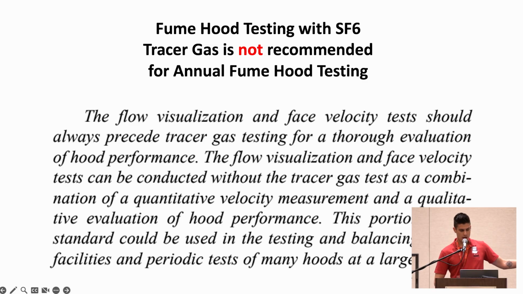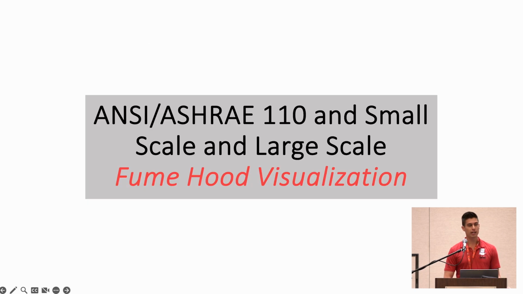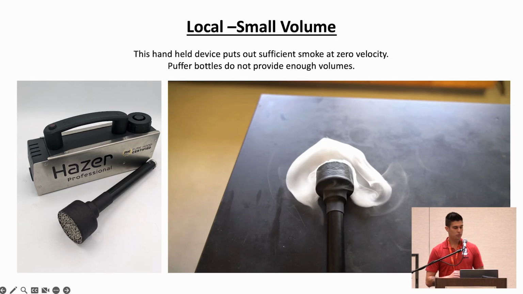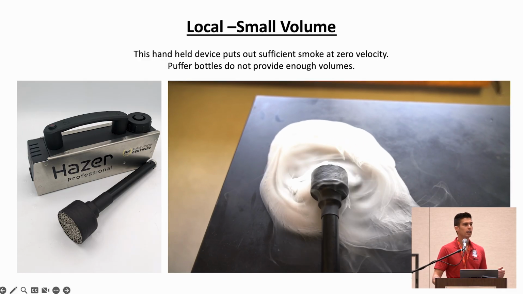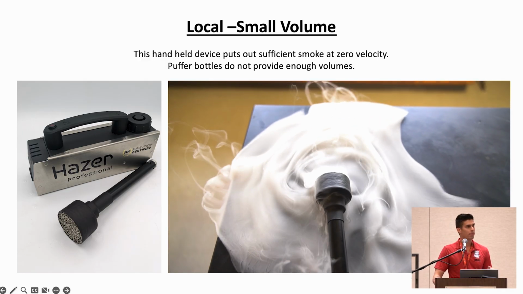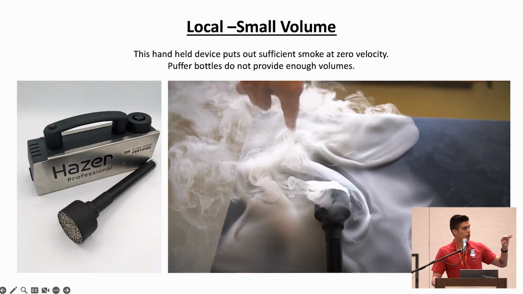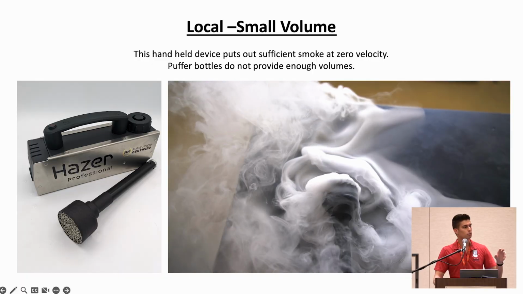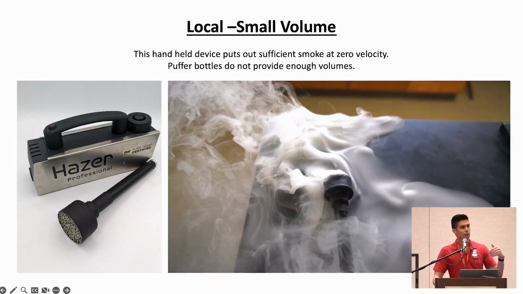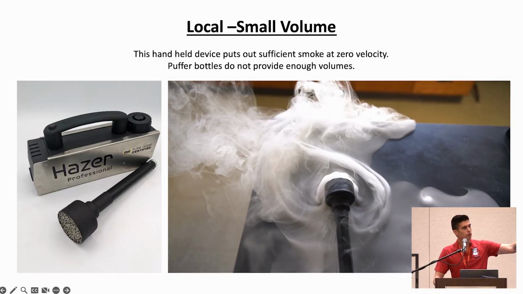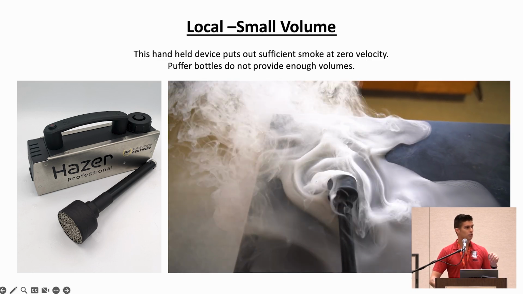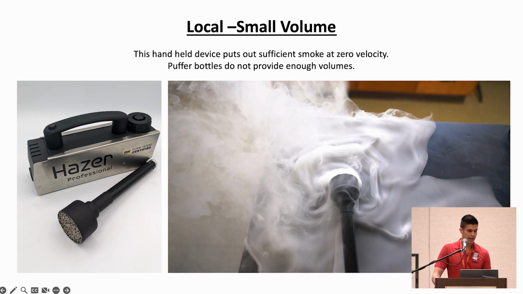Please do so. So as we're getting into, I'm going to talk quickly about local smoke, small volume, and then large smokes, large scale smoke tests. For this is a little showcase. This is one of the handheld units that we use for small scale smoke. Also puffer bottles, you guys have seen those little puffers. The problem with those is it doesn't really offer enough volume of smoke to really get a good view. I mean, it's good for the corners and the sidewalls and stuff, but you need to put out more. So this is small, and this is a Hazer Professional unit.